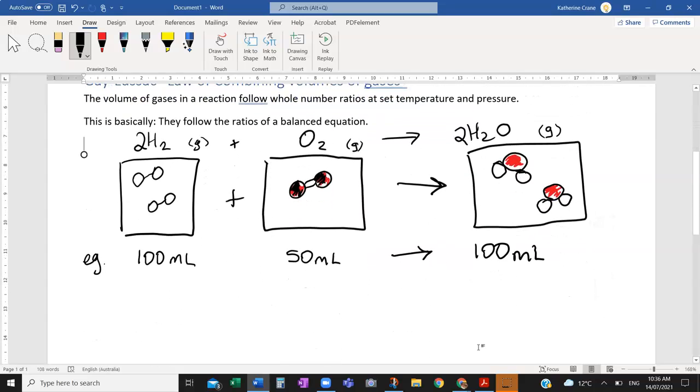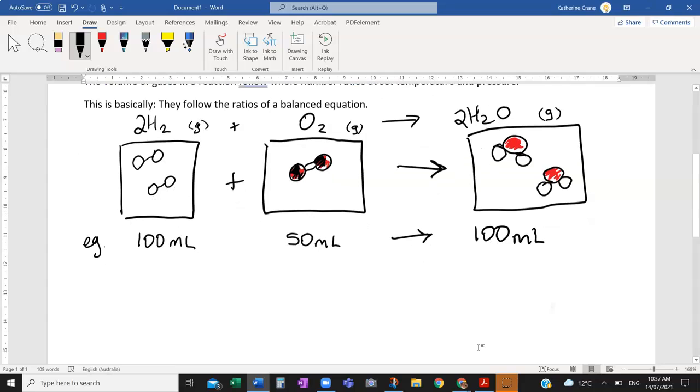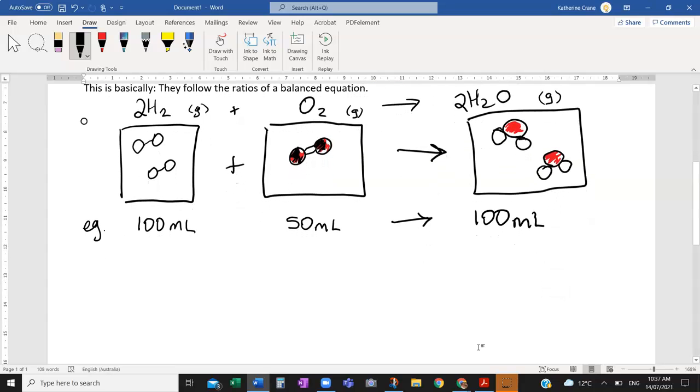Now, just notice, by the way, set temperature and pressure, because we've already looked at the fact that as we heat gases, they expand. The particles move apart, so the gas volume will expand. And also pressure, you can compress and expand the volume, so the pressure on the gases is different. So you do need to realize we're keeping the temperature and pressure the same in this case. So we can still see this as a 2 to 1 to 2 ratio, if we divide it by 50.